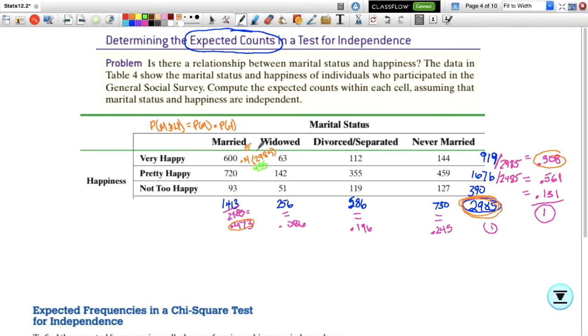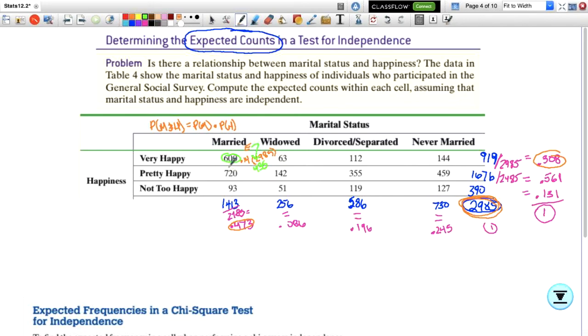So let's just revisit that one more time. You find your marginal relative frequencies. Then, in order to get for the specific cell right here, we need to know the probability of being married, the probability of being very happy. We times them together to get the probability of being married and happy. And then to figure out how many people we expect would be that way, we times that by our sample size to get the 435.